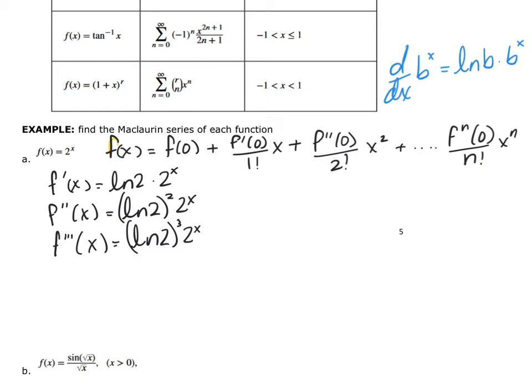And this continues. I can tell you that if I wanted to jump to the 5th derivative, this is going to be the natural log of 2 raised to the 5th power times 2 to the x.